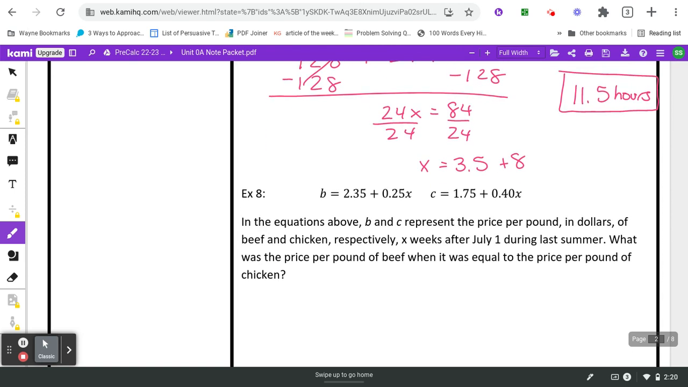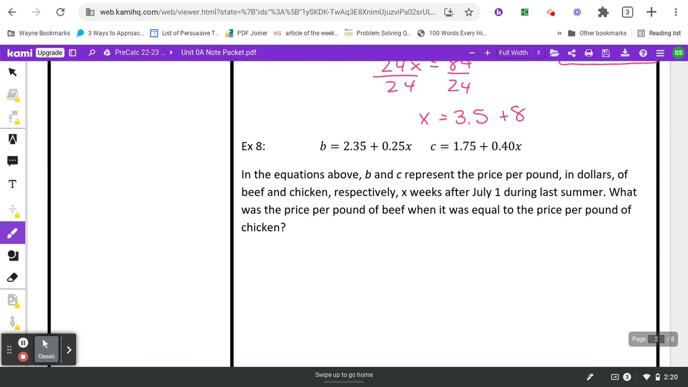And for the last one, we have two equations, B equals and C equals. In the equations above, B and C represent the price per pound in dollars of beef and chicken, respectively, X weeks after July 1st during last summer. What was the price per pound of beef when it was equal to the price per pound of chicken? So this whole July 1st part doesn't have too much to do with it. We're just looking at X, which is the amount of weeks.